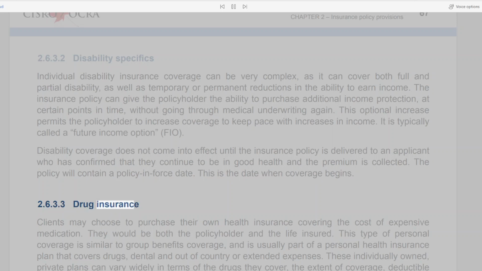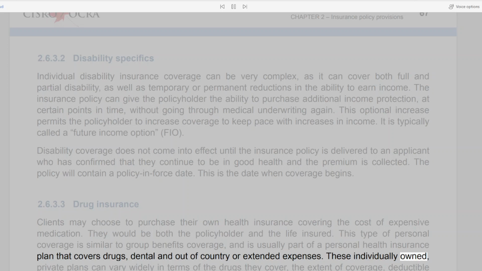2.6.3.3 Drug insurance. Clients may choose to purchase their own health insurance covering the cost of expensive medication. They would be both the policyholder and the life insured. This type of personal coverage is similar to group benefits coverage and is usually part of a personal health insurance plan that covers drugs, dental and out-of-country or extended expenses.